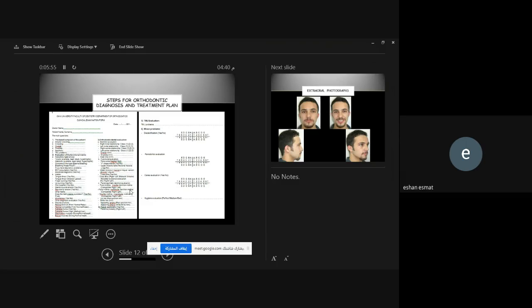I told you, you check the teeth, the lips, the tongue, and you check if they have bad habits, muscle problems, and TM joint problems. So caries and periodontal problems, all of this you check by intraoral diagnosis.